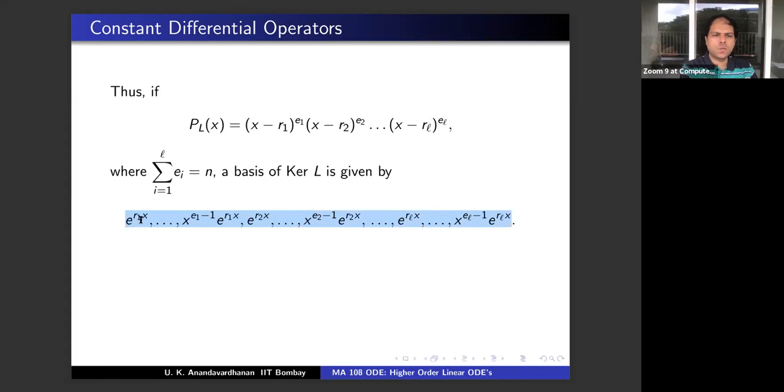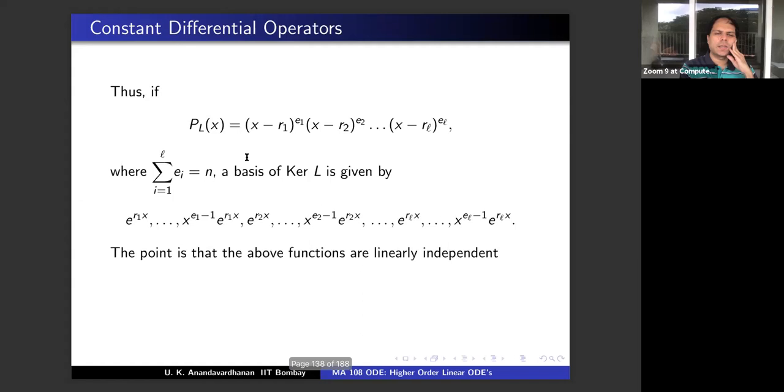This is 0 to E1 minus 1. That is E1 many. This is E1 many, and this is E2 many. So E1 plus E2 plus up to EL. But E1 plus E2 plus up to EL is N. So you've got the required number of linearly independent things. So that's a basis.